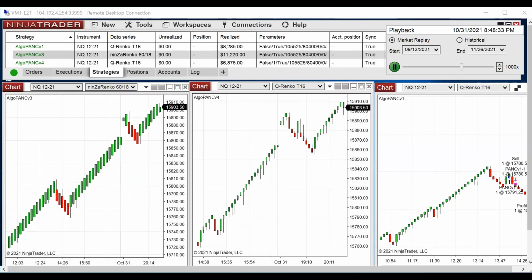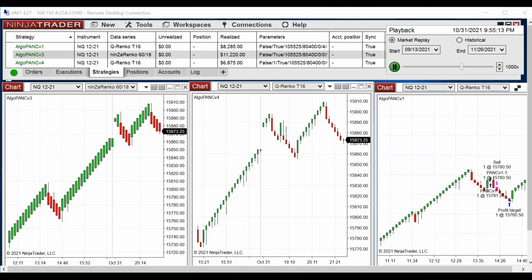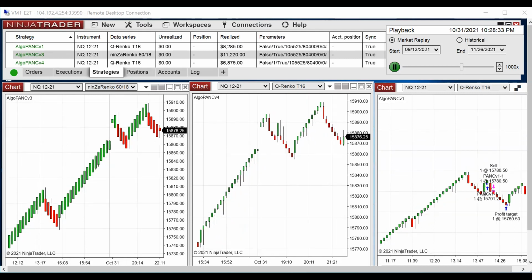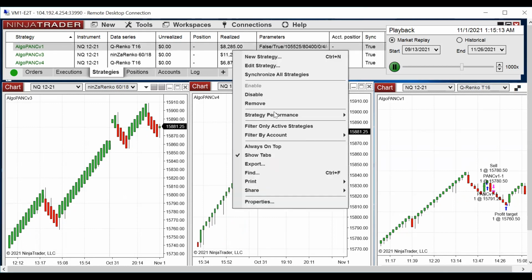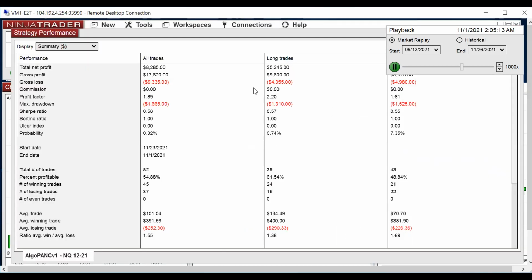Continuing the recording here at the end of October, it's now 9 p.m. on October 31st. So far, we have seen good activity here from V1 with $8,000 in profit. Let's take a look at the drawdown so far, $1,600. That's really good.